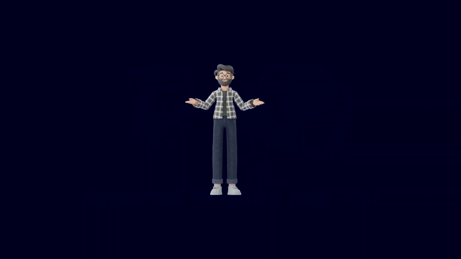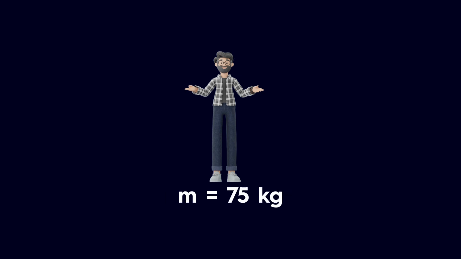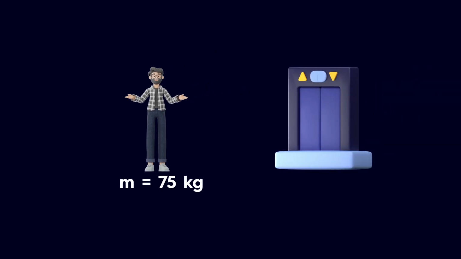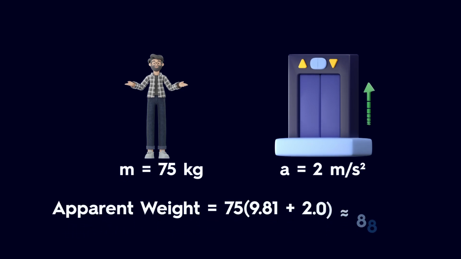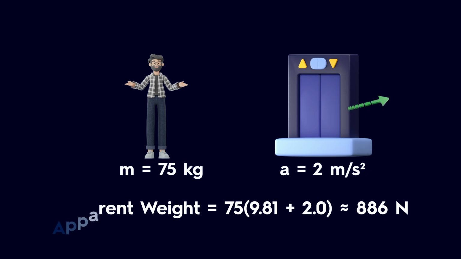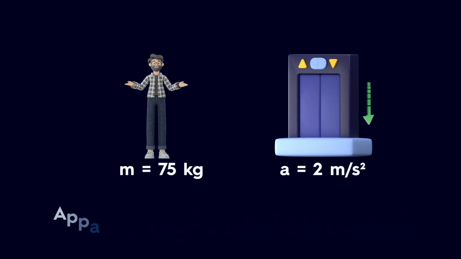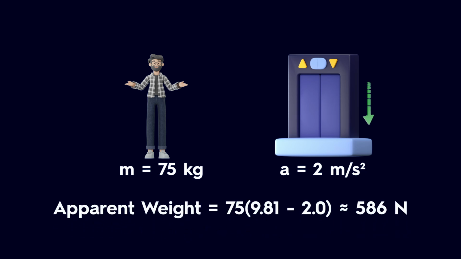For example, suppose your mass is 75 kilograms and the elevator accelerates upward at 2 meters per second squared. That apparent weight equals 75 times the quantity 9.81 plus 2, which is about 886 newtons. If the elevator instead starts moving downward with the same acceleration, the reading would drop.